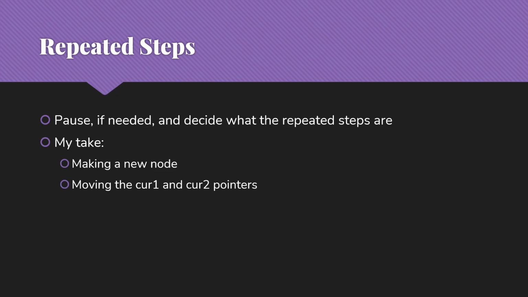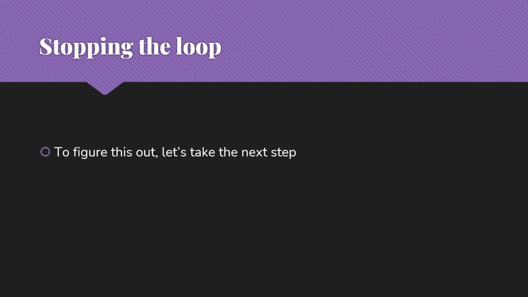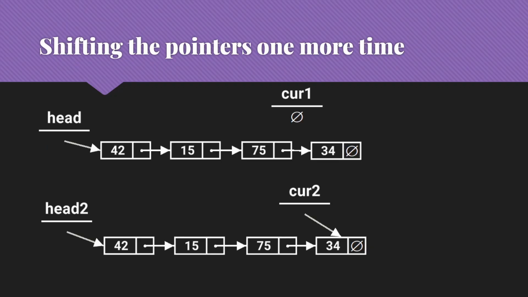We could stop it as is, but then we also haven't quite repeated everything. If we have 2 steps, make a new node, move the pointers, well, we did the make a new node at the end of our process, but we haven't moved the pointers yet. Let's move the pointers. At the end of this, we'll notice that cur1 became null, and that's our key. If cur1 is null, we've run out of nodes to copy, so we must be done copying.